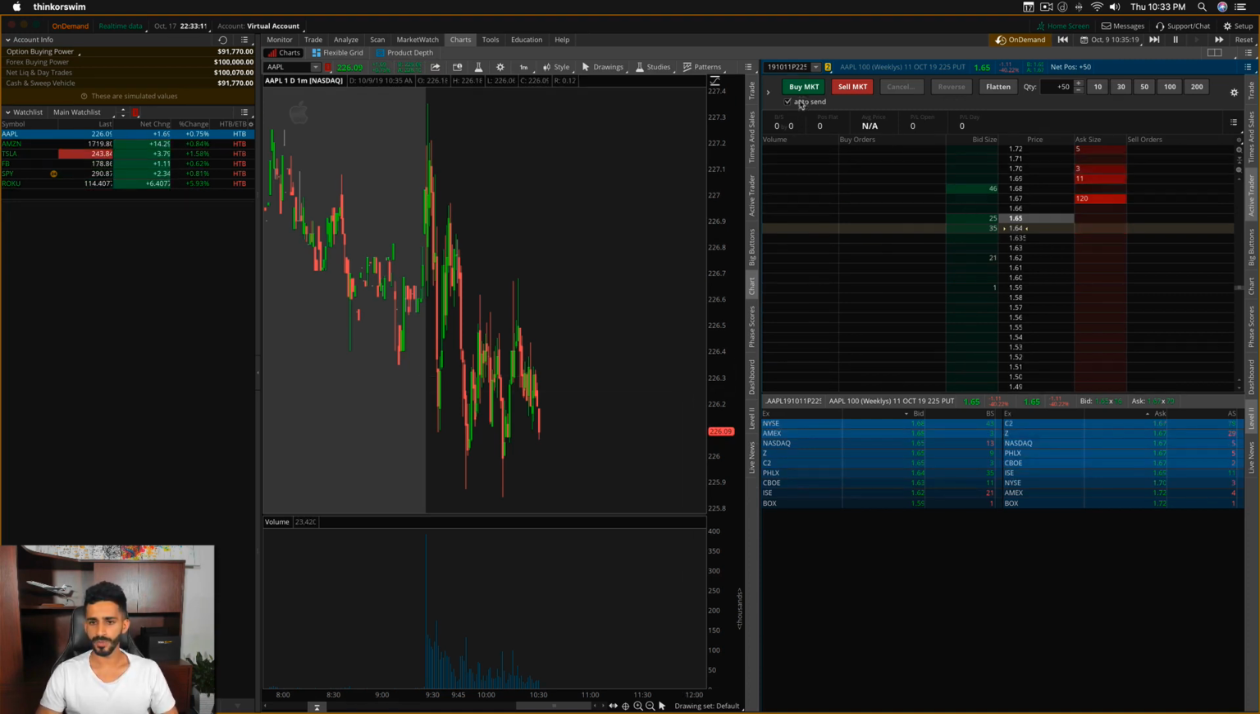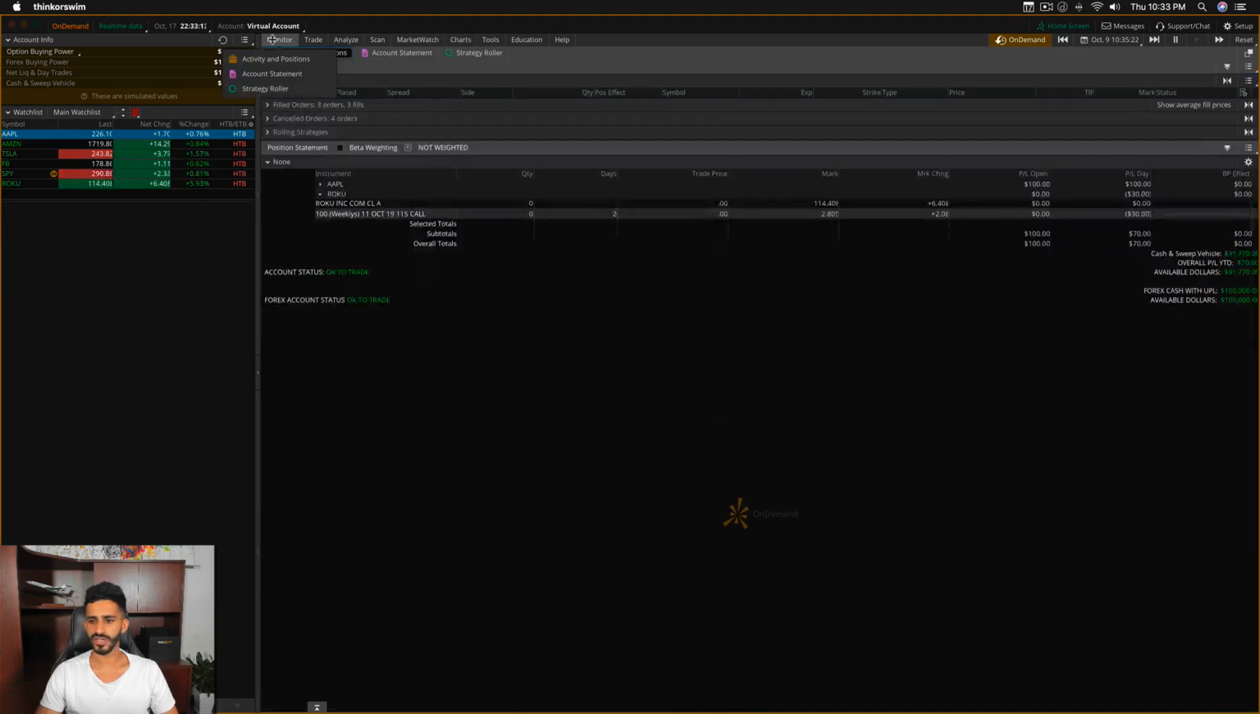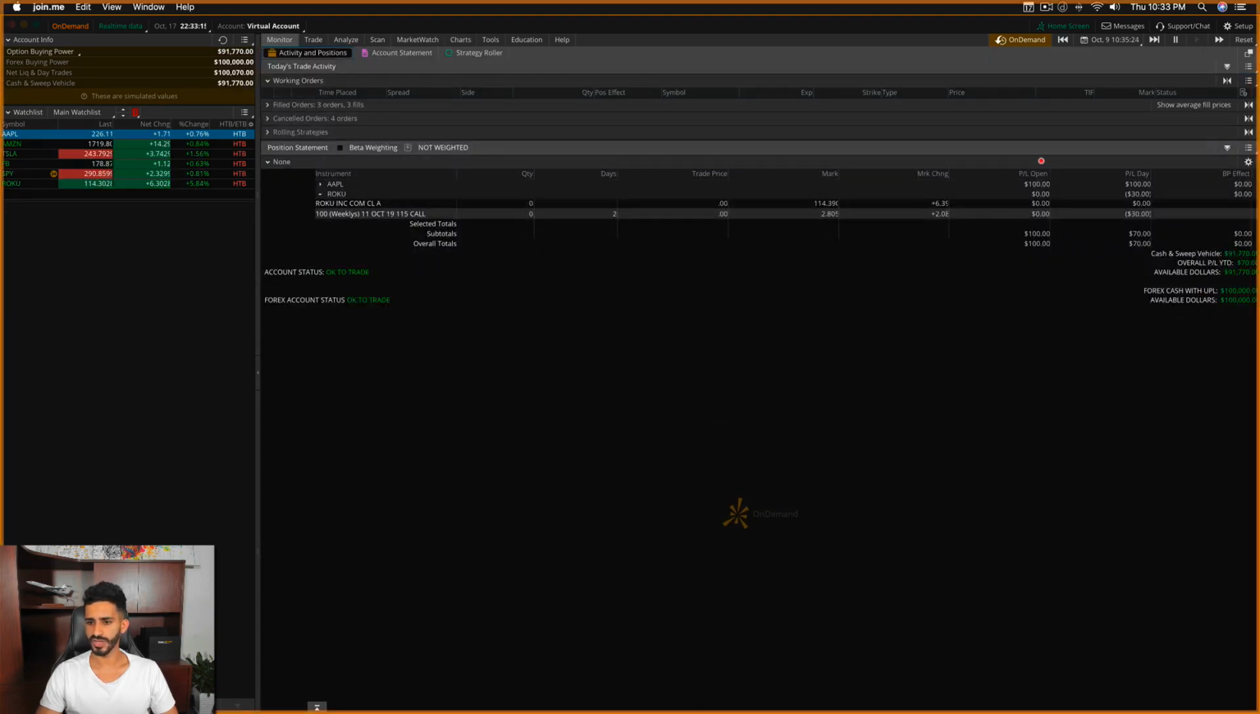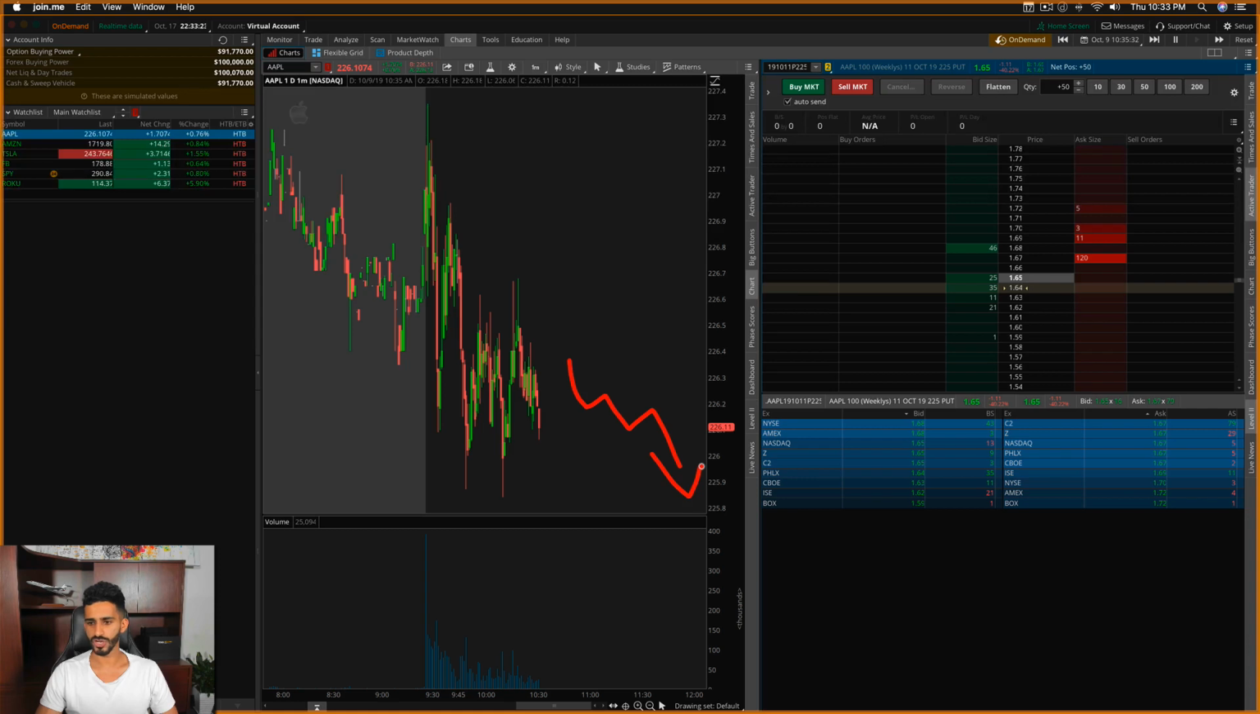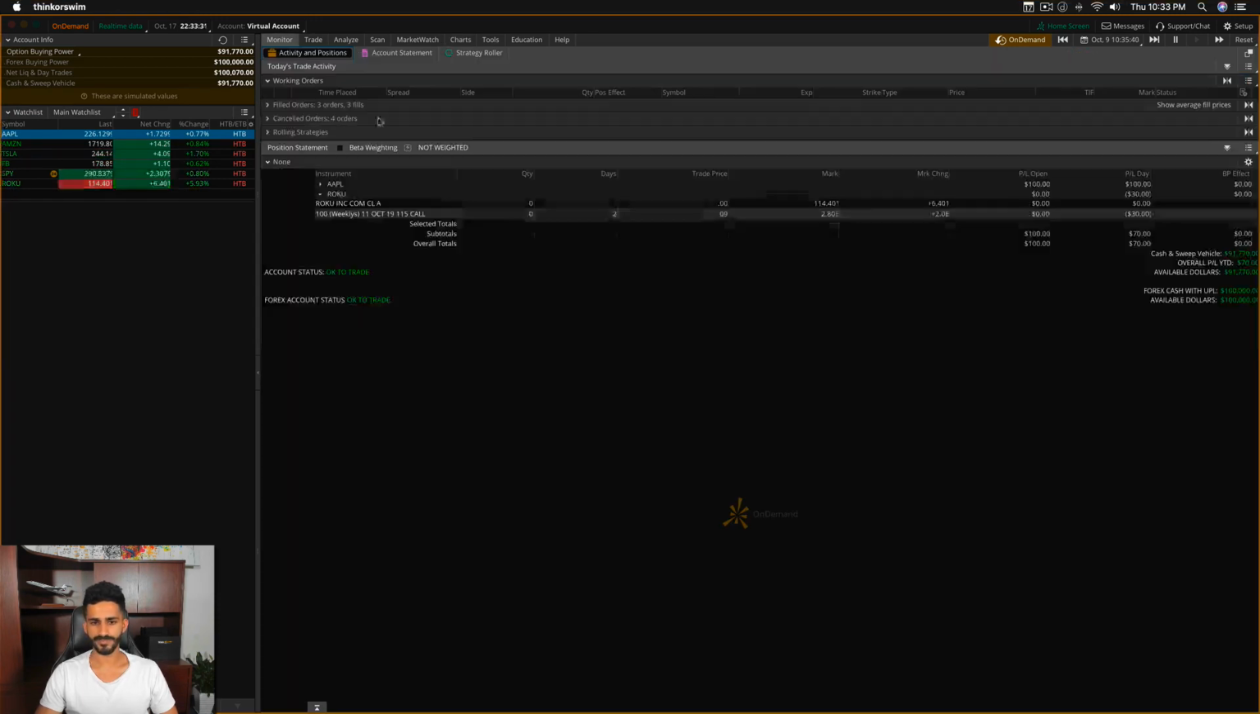You can see I bought puts. I bought 50 contracts. You go to your monitor, you can see we are up $100 right now on this trade. Why? Because buying puts is basically anticipating that the stock's price is going to go down, and as the stock's price goes down, our premiums go up. We own 50 contracts. Let's say I want to sell.